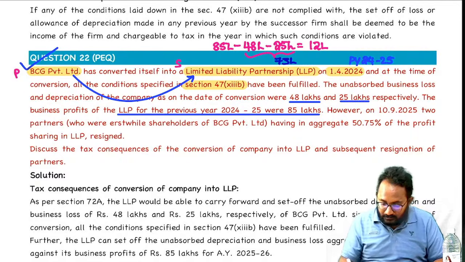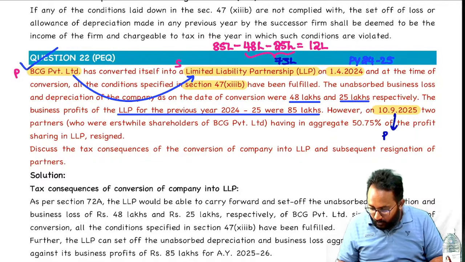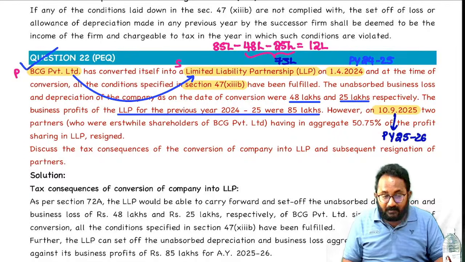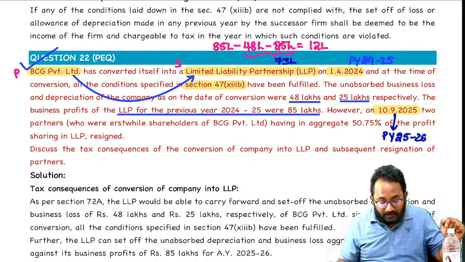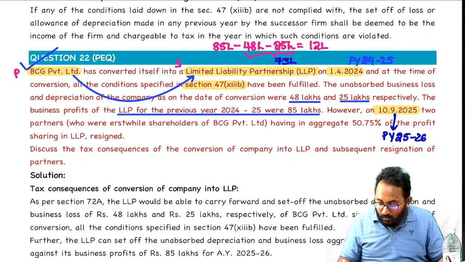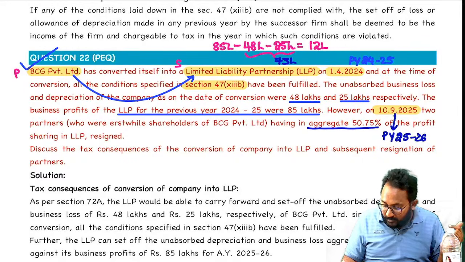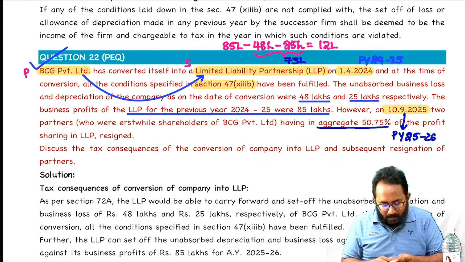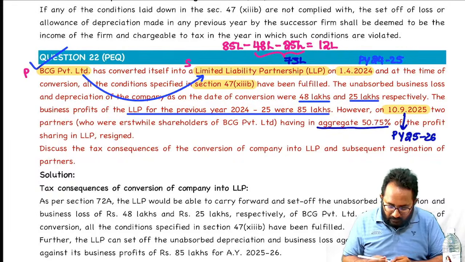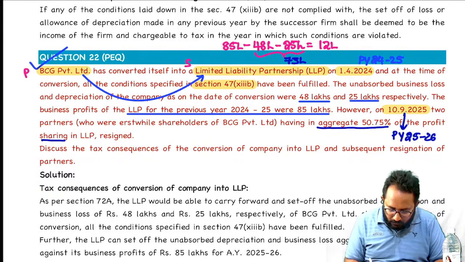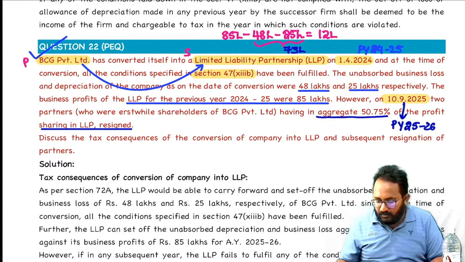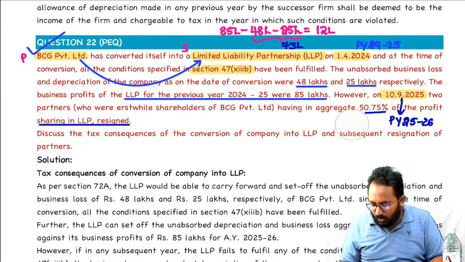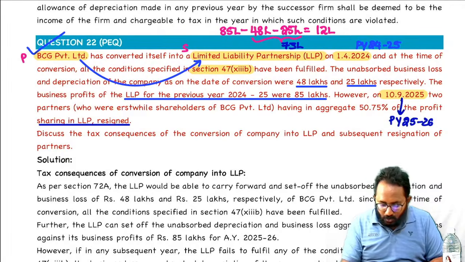But in the next year, what is the next year? 25-26. What happened? Two partners who are shareholders in that company resigned. Now aggregated how much? 50.75. They resigned. Now, is the condition violated or not? Violated. If the conditions are violated, what can we do?